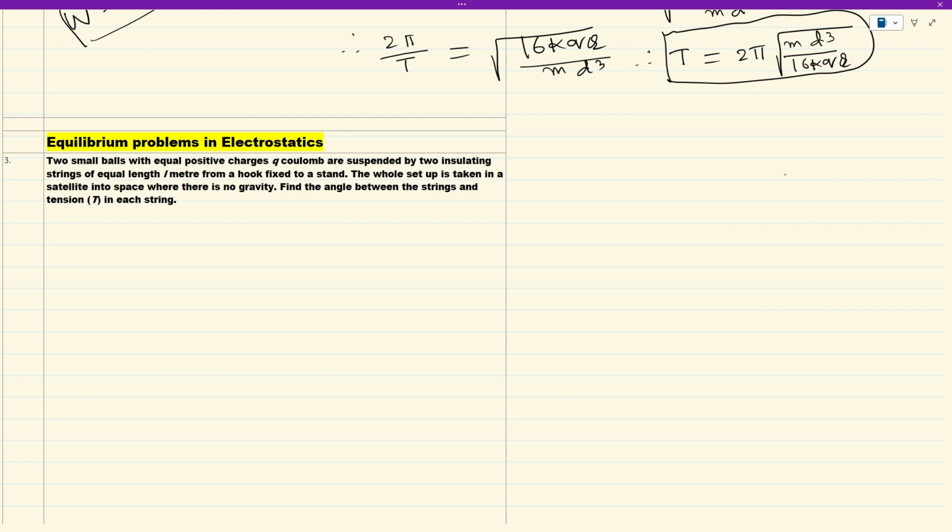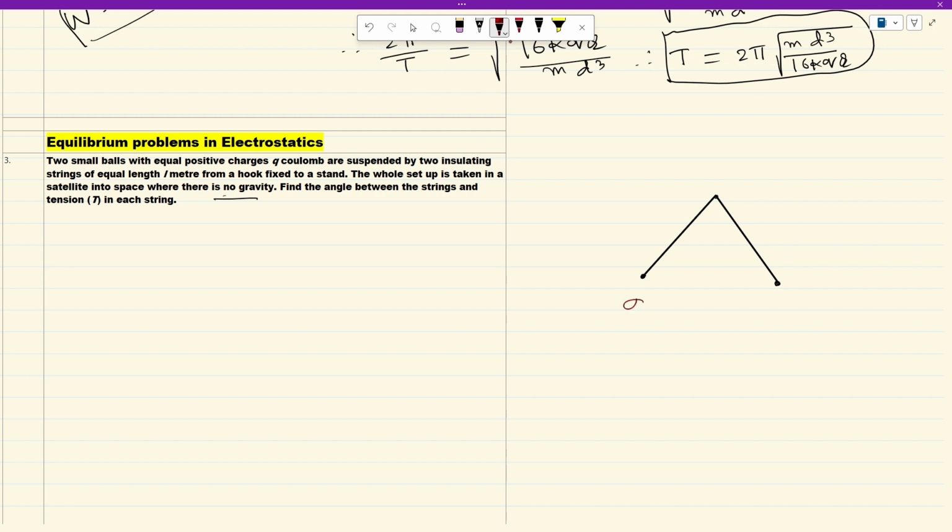Very interesting problem. Two small balls suspended by two insulating strings from a hook fixed to the stand. The whole setup is taken in a satellite into space where there is no gravity. This is noticeable. There is no gravity. Then the question is, find the angle between the strings and the tension in each string.